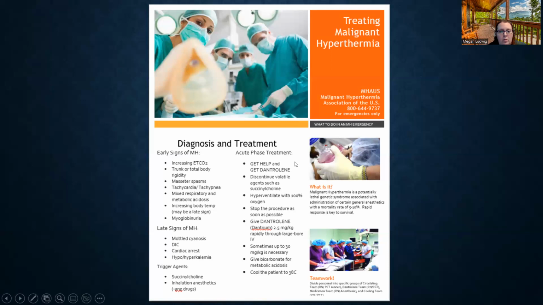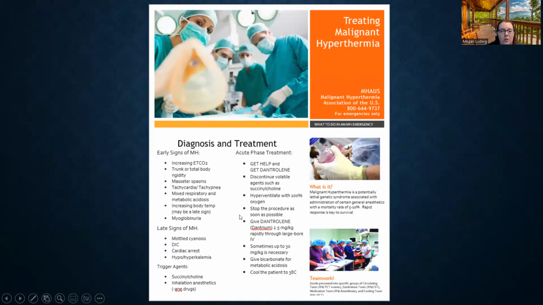So treatment phase. First of all, you're going to need multiple hands on deck. This is not just an anesthesia incident that they handle on their own. Multiple people have to jump in and help. The next thing they need to get is dantrolene. That is the drug that they're going to use to treat this particular instance. Also, anesthesia will discontinue whatever it is that they've been using, whether it was SUX or the A&E drugs. They're going to hyperventilate with 100% oxygen. We're trying to counterbalance this excess carbon dioxide.